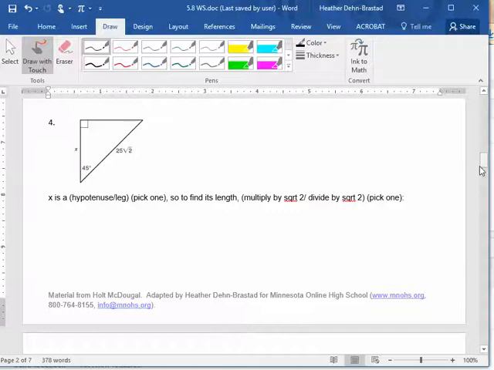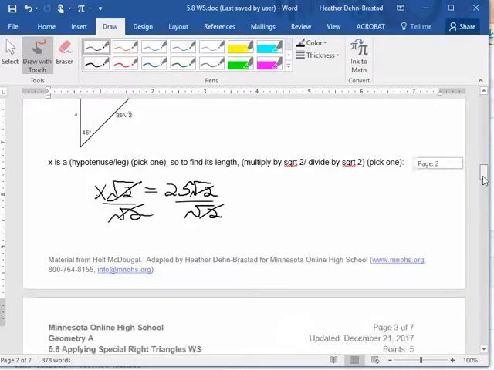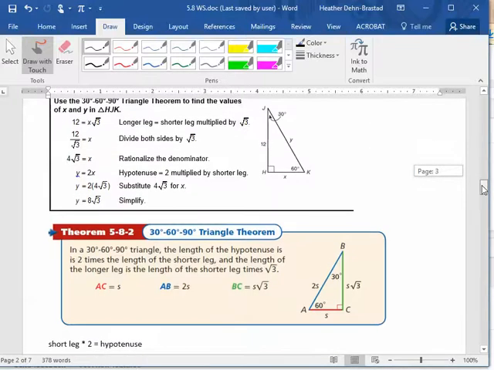This one you won't have to do hardly anything to, because you have x times the square root of 2 is equal to 25 times the square root of 2. So you just need to divide both sides by the square root of 2, and when you do that, the square roots of 2 cancel, and you're just left with x equals 25. So sometimes the square root will cancel like that.